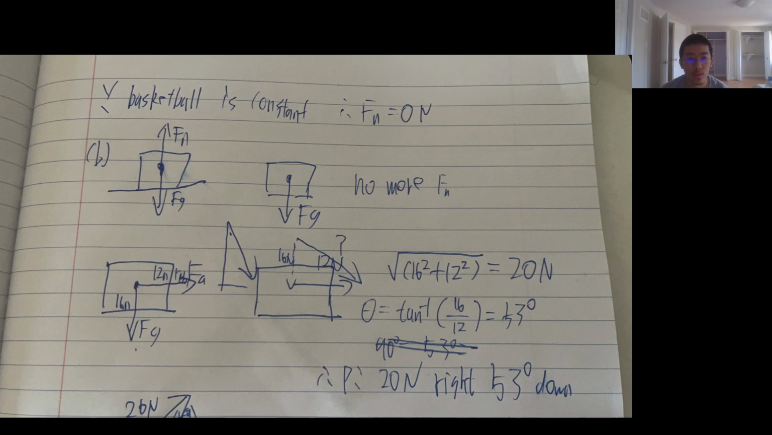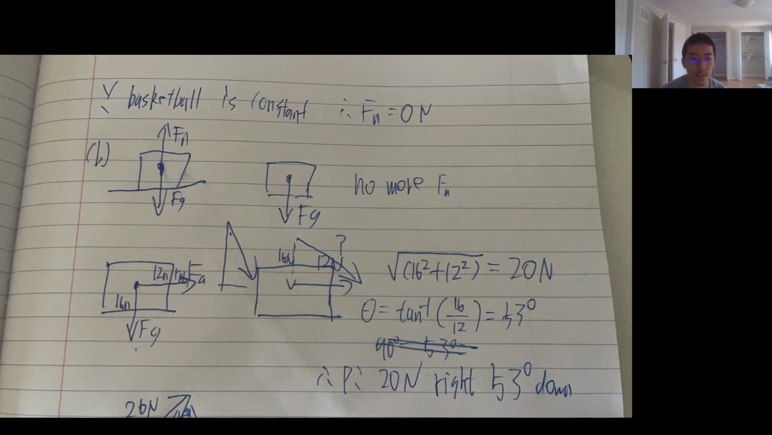So here is the question. The force of gravity on a basketball is 16 newtons downward. And the first question is asking about the net force on the ball while holding it stationary in your hand, which means the basketball is constant. Now, it's not moving. In that case, with a constant condition, the F-net should be 0 newtons.